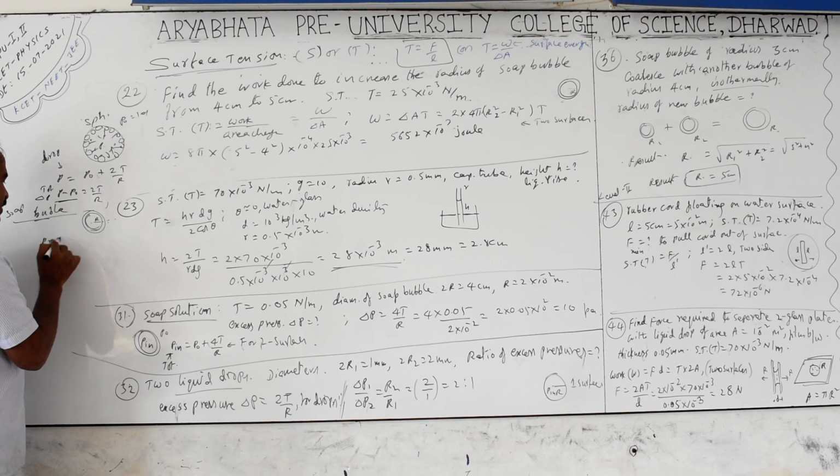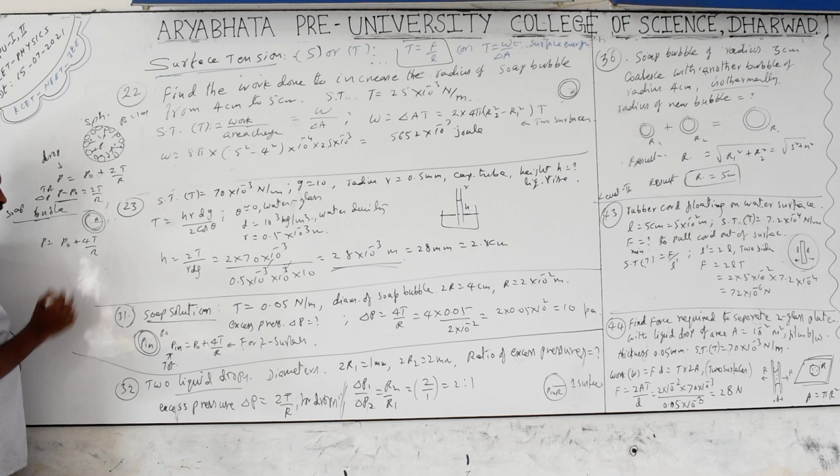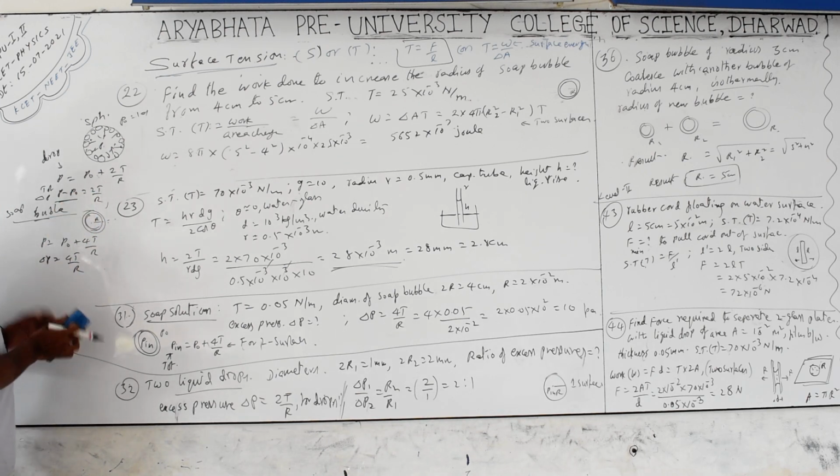Here the total pressure is P naught plus 4T by R. This 4T is because of the two surfaces. So the excess pressure, P minus P naught, is equal to 4T by R for two surfaces. For a single surface we have 2T by R as the excess pressure.